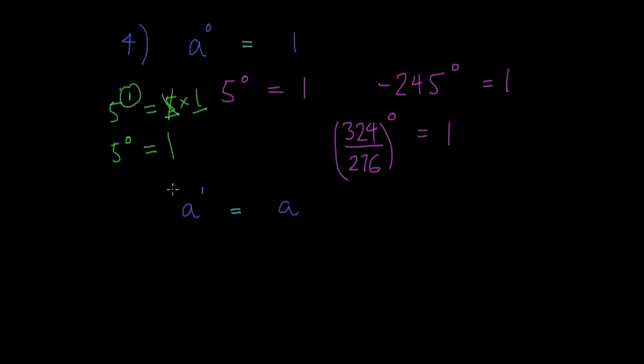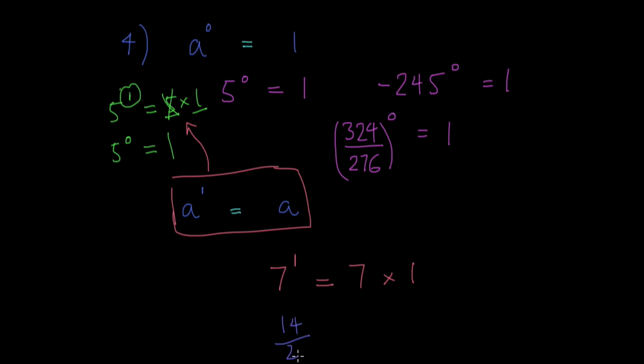So this derivation of the law is basically what we did here. So anything raised to the first power is the base itself. So 7 raised to the first power gives us just 7, because all we're doing is 7 times 1. If I have 14 over 25 raised to the first power, that is just 14 over 25. So I think you understand now. Anything raised to the first power gives us the value itself, and anything raised to the 0th power gives us 1. This is the end of this video.